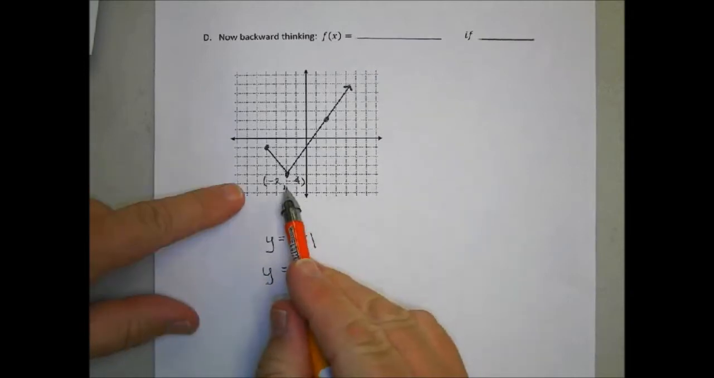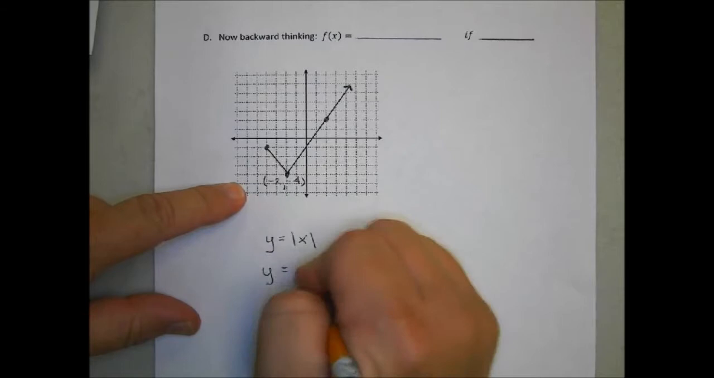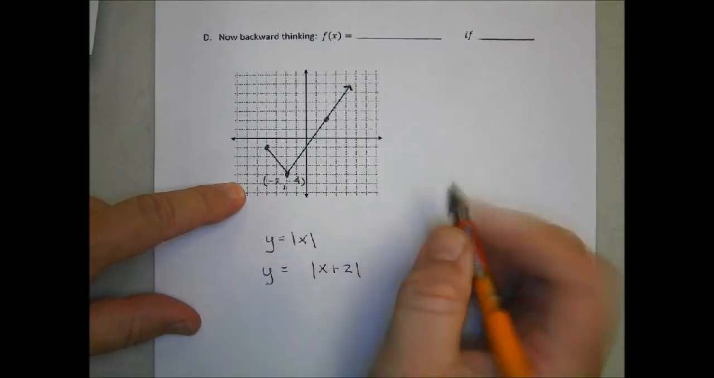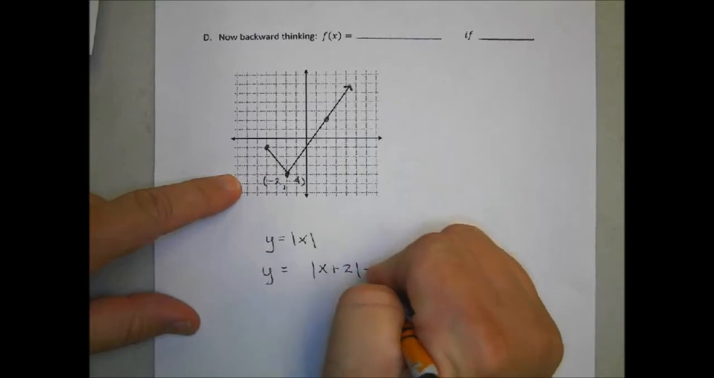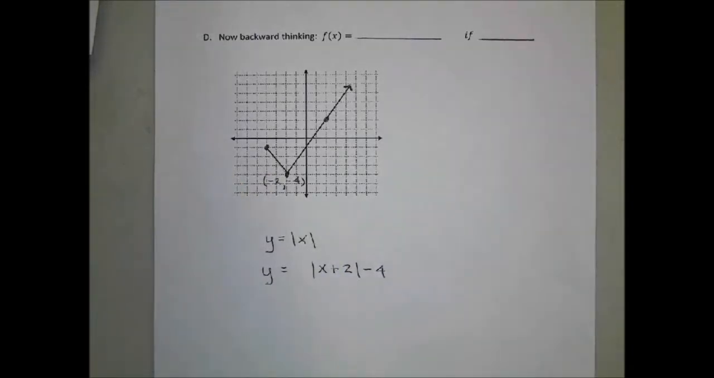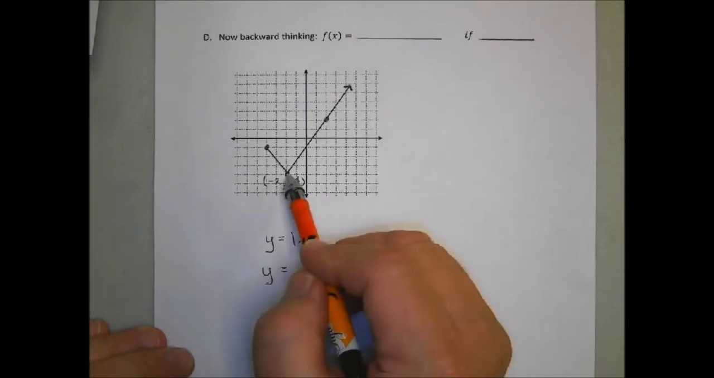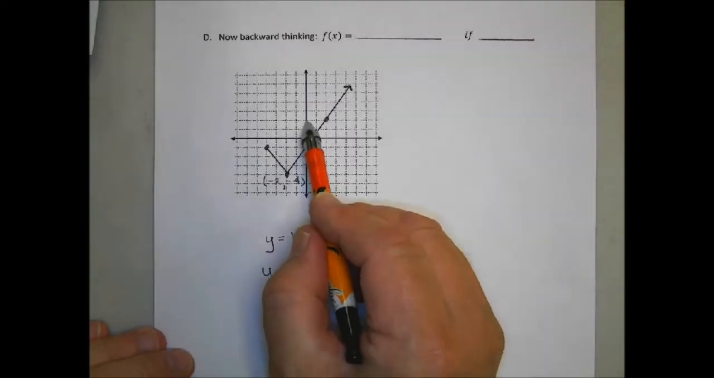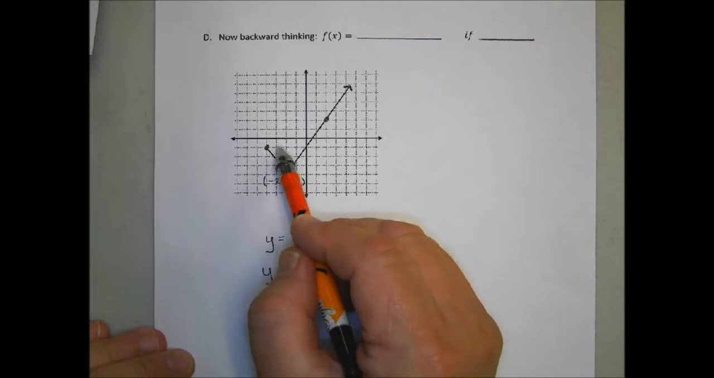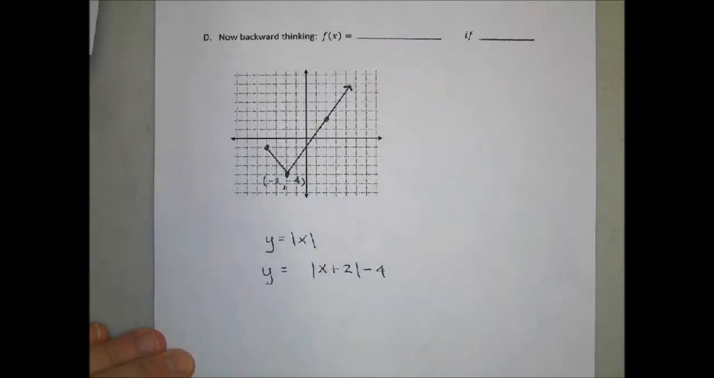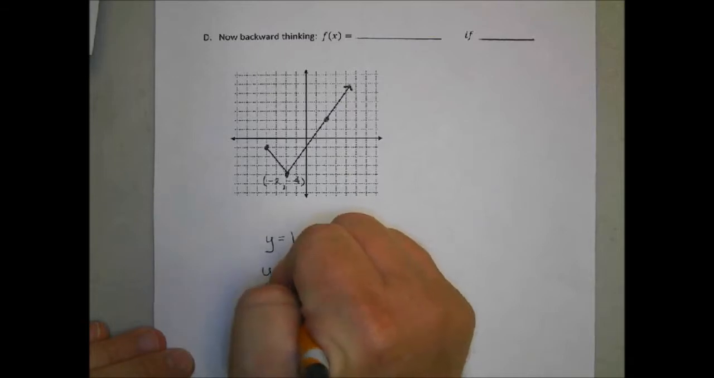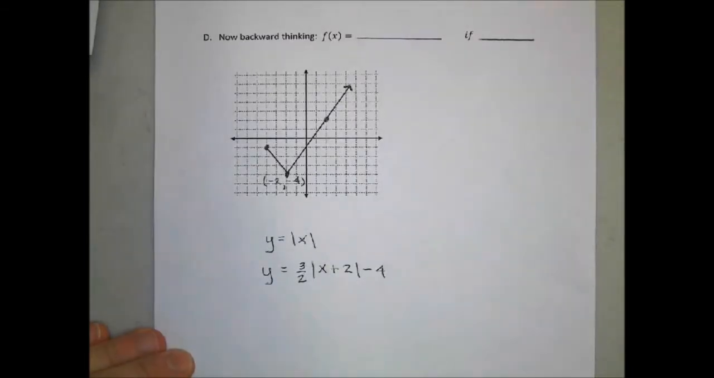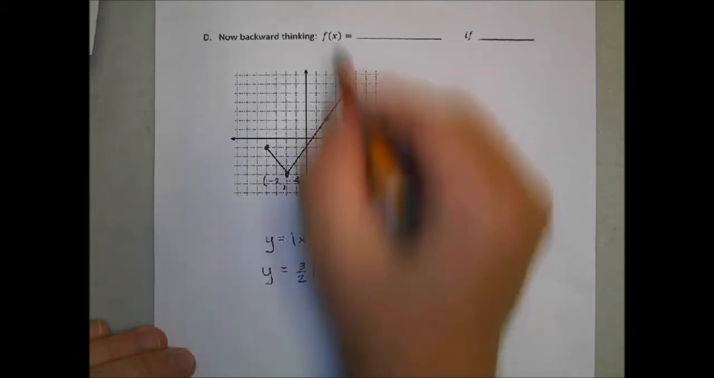Y equals absolute value. In order for the x coordinate to be -2, this has to be x plus 2. And in order for the y coordinate to be -4, this has to be -4. And we're also missing a slope, because if you notice, the slope is not just up 1 over 1. It's up 1, 2, 3, 1, 2 to hit a point. And then 1, 2, 3, 1, 2 to hit the point. But any way you look at it, the slope is 3 over 2.